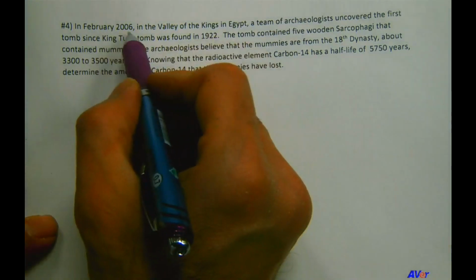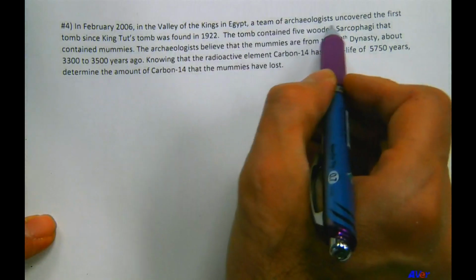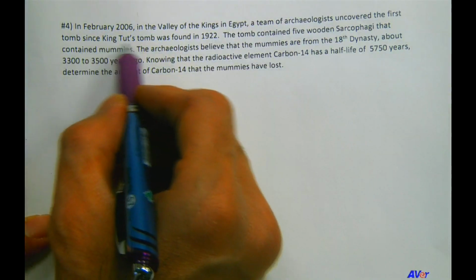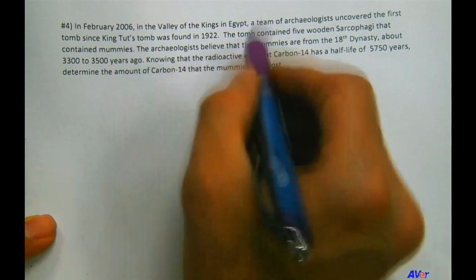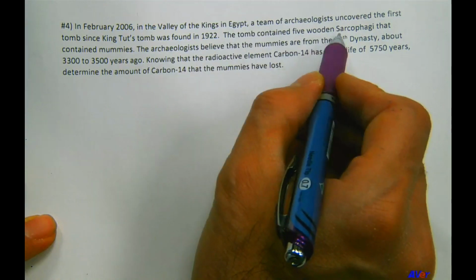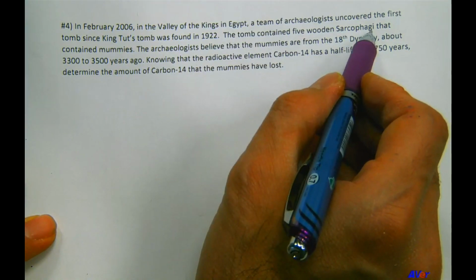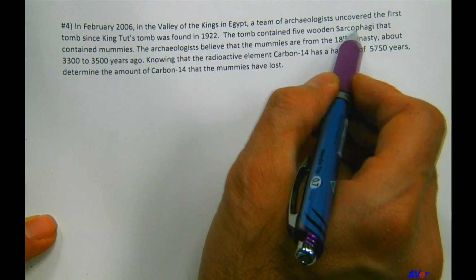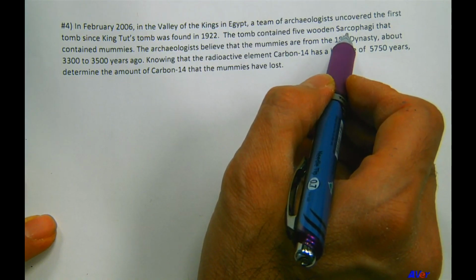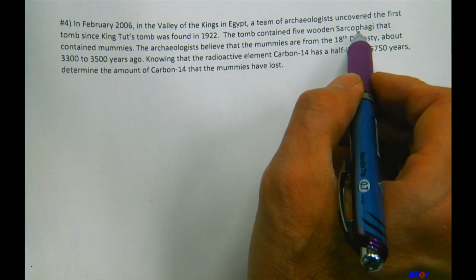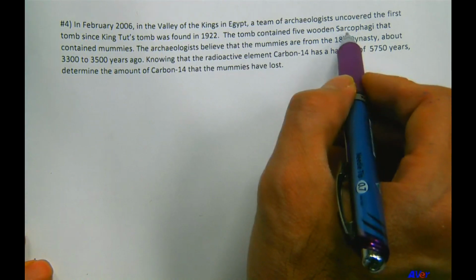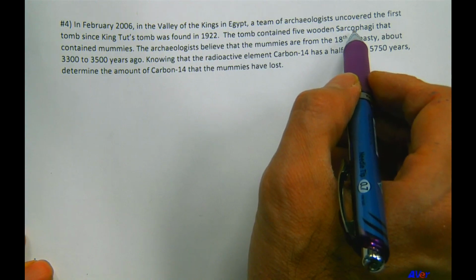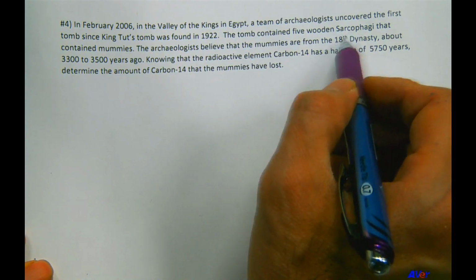It says, in February 2006, in the Valley of the Kings in Egypt, a team of archaeologists uncovered the first tomb since King Tut's tomb was found in 1922. The tomb contained 5 wooden sarcophagi. Those are the stone coffins where the ancient Egyptians used to store the royals, their mummies, after their death. So these are stone coffins actually, not tombs. Sarcophagi contain mummies.